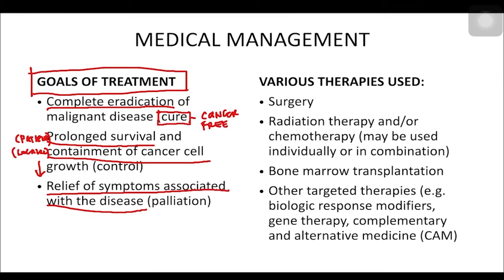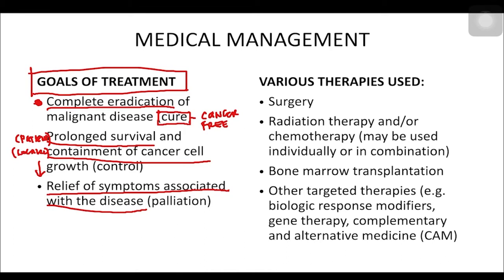What's the goal of treatment for management of cancer or tumor, malignant cell? First is complete eradication. Ano yung eradicate? Yung malignant cells, para matawag natin na cure. And then what's your second goal? It's the prolonged survival for your patient. Okay? And also containment of the cancer cell. It's localized. It will not grow or multiply. And it would be under control.